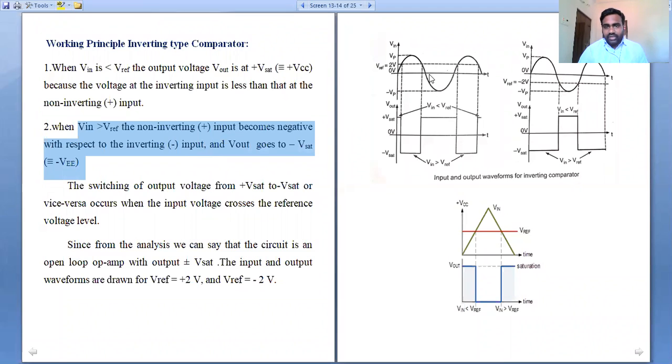Again, the input voltage is less than the reference voltage, so here we have plus Vsat. The input voltage is greater than the reference voltage, so we have negative Vsat.